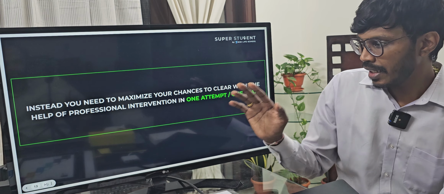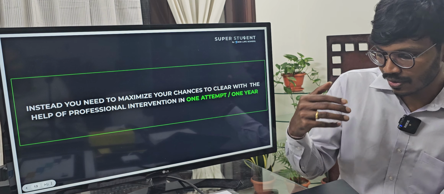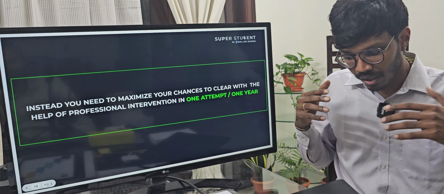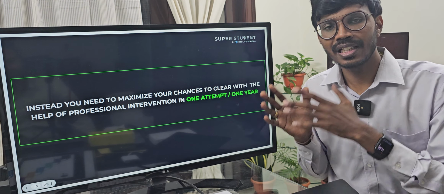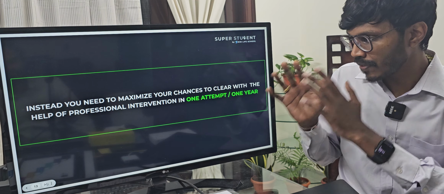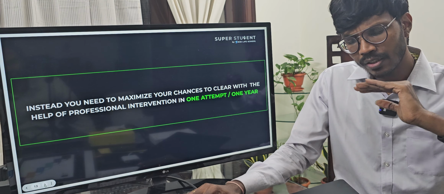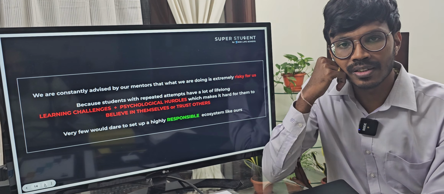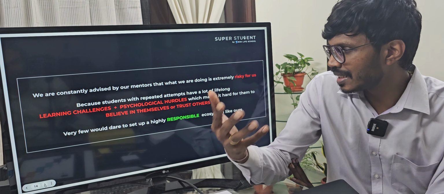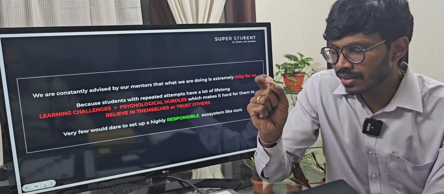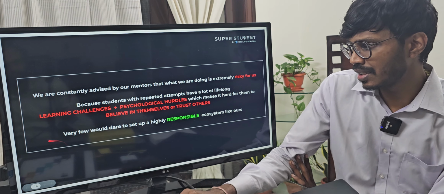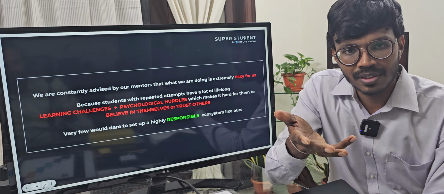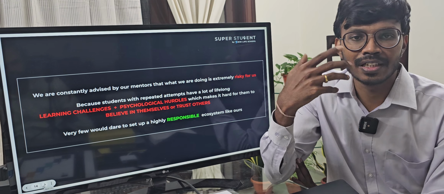Now, moving ahead, if you want to maximize your chances of clearing the exam, instead of writing more and more attempts, you should try to ensure your chances are increased in a single attempt. That is where the concept of one last attempt comes into the picture, where you need to make sure everything goes well in one attempt or maximum 1 year. And we're constantly advised by our mentors that this is a very risky scenario, because students who are repeaters largely have learning challenges and psychological hurdles, which leads to a phenomenon where they do not believe in themselves and they don't even trust others. So this is a very complex scenario.